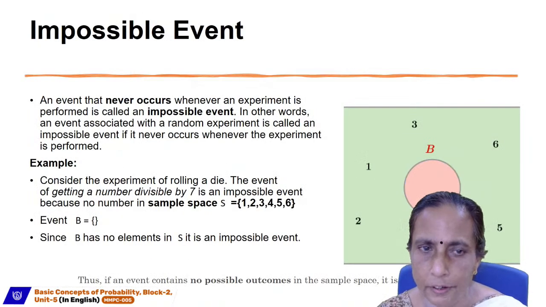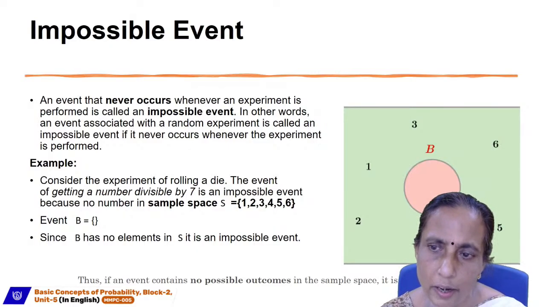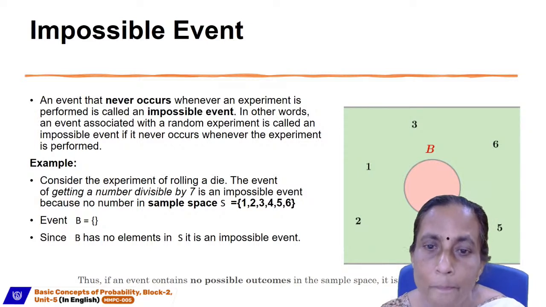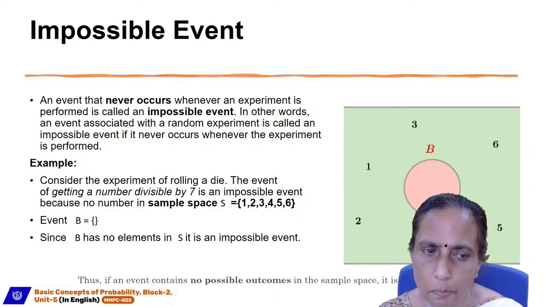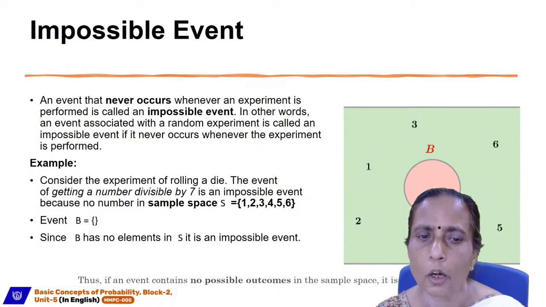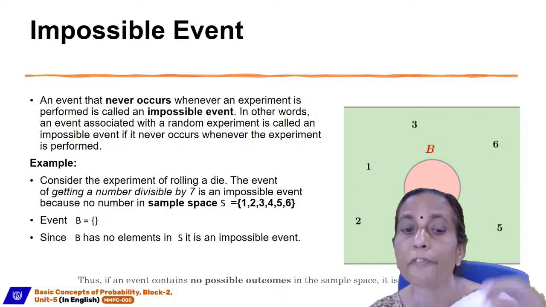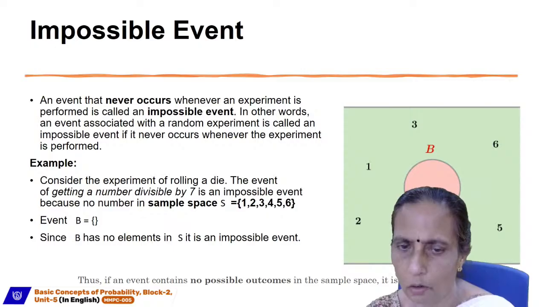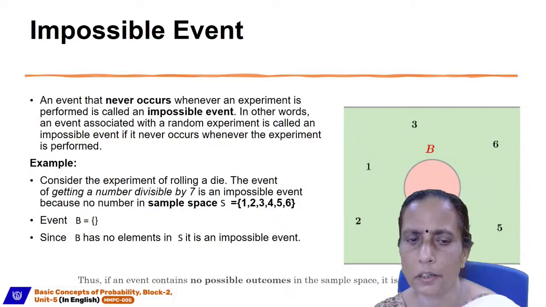Next is the impossible event. An event that never occurs whenever an experiment is performed is called an impossible event. In other words, an event associated with a random experiment is called an impossible event if it never occurs whenever the experiment is performed. For example, if I roll a die, the event of getting a number divisible by 7 is an impossible event, because the possible outcomes are 1, 2, 3, 4, 5, 6 only, and none of them is divisible by 7.